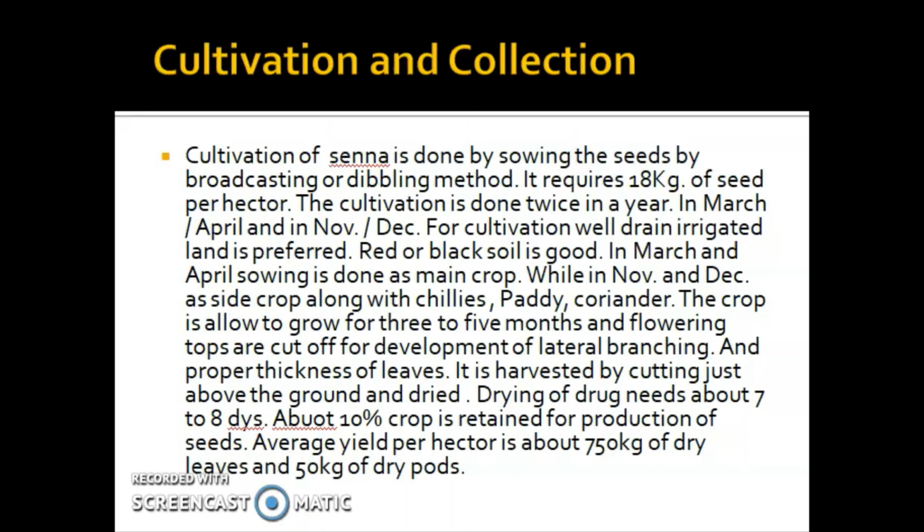The crop is allowed to grow for 3 to 5 months and flowering tops are cut off for development of lateral branching and proper thickness of the leaves. It is harvested by cutting just above the ground and dried. Drying of the drug needs about 7 to 8 days. About 10% crop is retained for production of the seeds. The average yield per hectare is about 750 kg of dry leaves and 50 kg of dry pods.